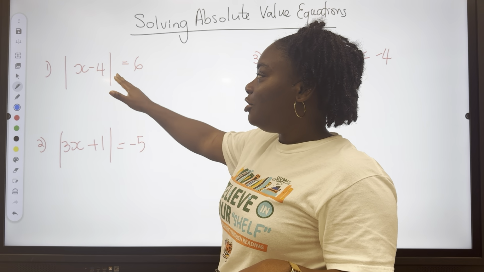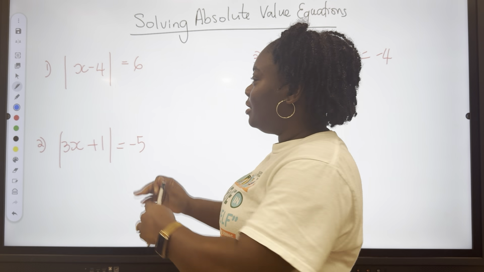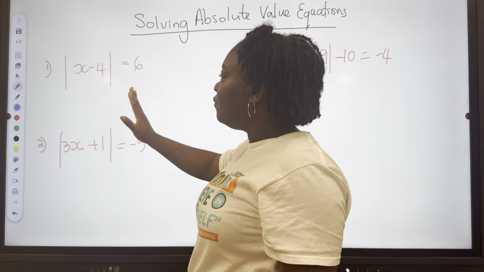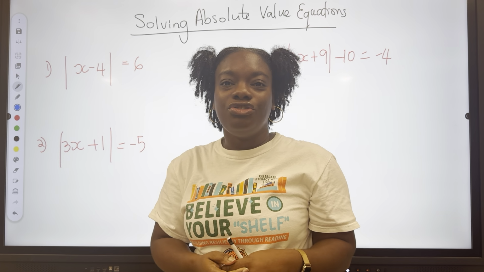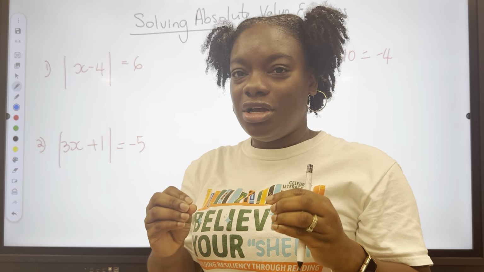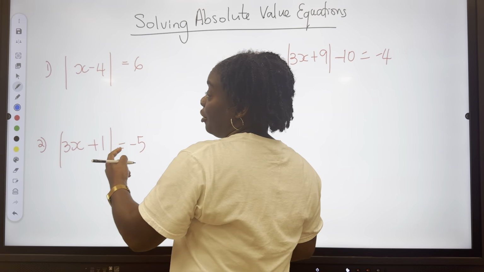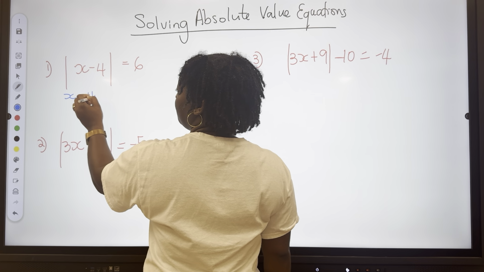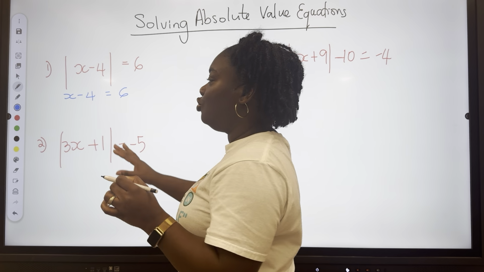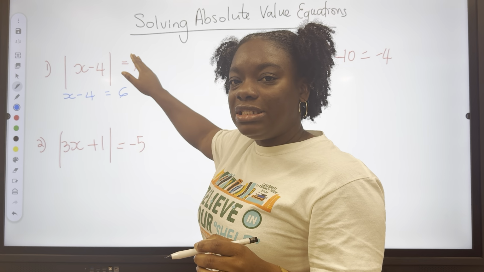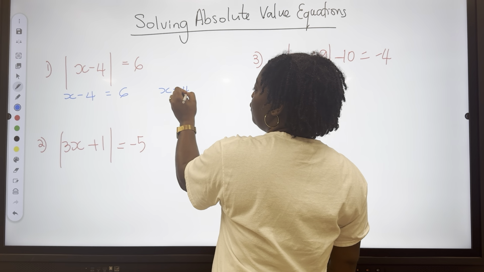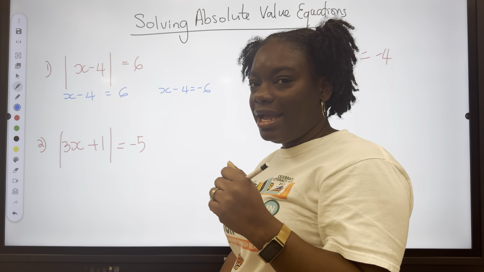So let's go. Number one, these bars are the absolute value. It means absolute value. So x minus 4. Now when you have your absolute value, you're going to write two equations where you move the bars. So that's x minus 4 is equal to 6. So you're writing it equal to the positive and negative. And then you have x minus 4 equals negative 6.